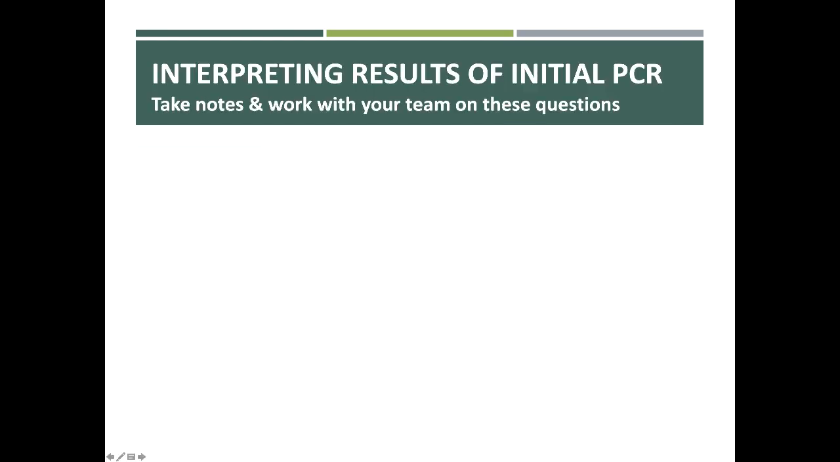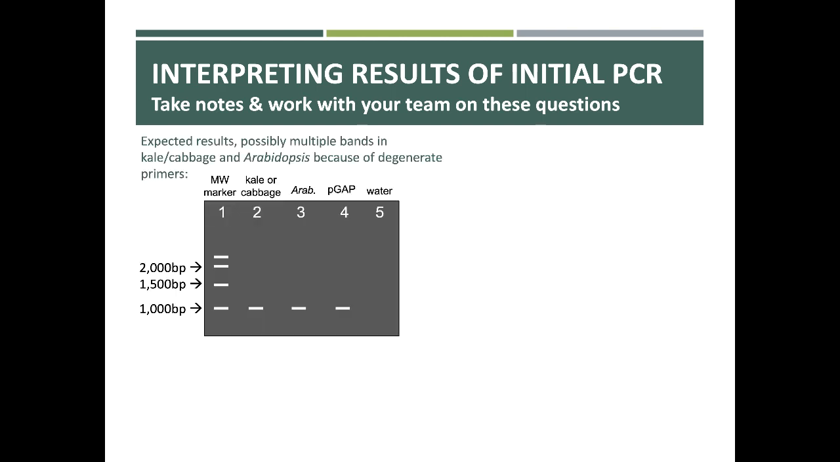Okay, so how are we going to interpret the results of the PCR by looking at the gel? Well, this is what our expected results should be. You would expect the fragment that you amplified through PCR to be about 1,000 base pairs. And so here we have our kale, we have our Arabidopsis, and then we have our DNA sample that's on the plasmid. And over here we have our negative control that we talked about.